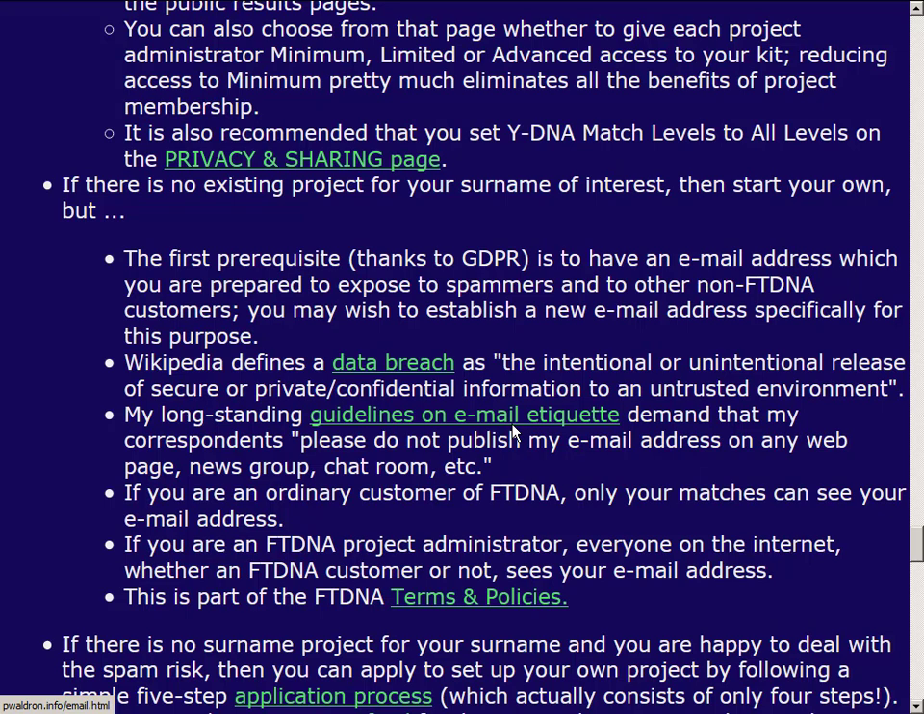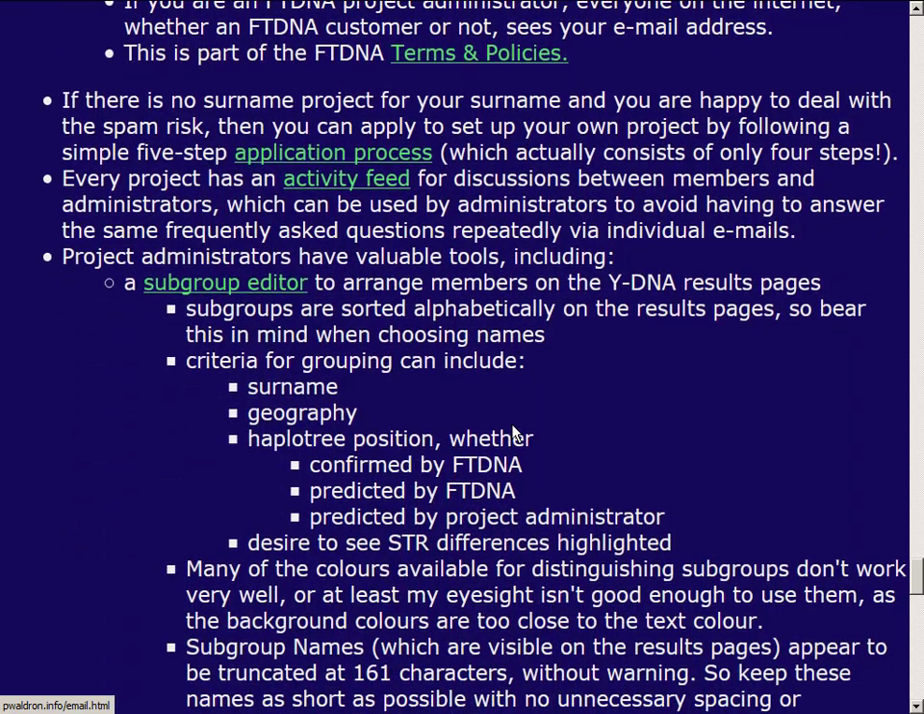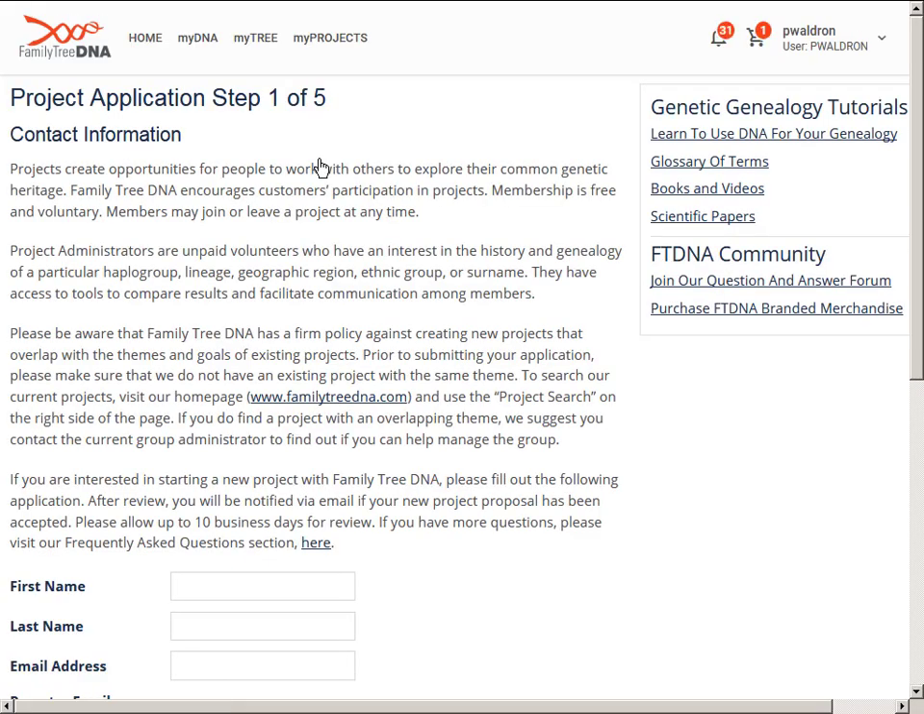So I do recommend if you do this, set up a separate email address for it, because God knows what happens when you put your email address out in public. I consider it a data breach, but FTDNA says it is required by GDPR. There's an application process to set up a project. Who here is already a project administrator?